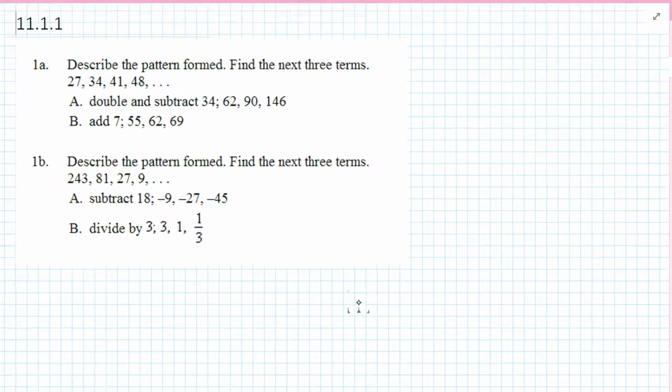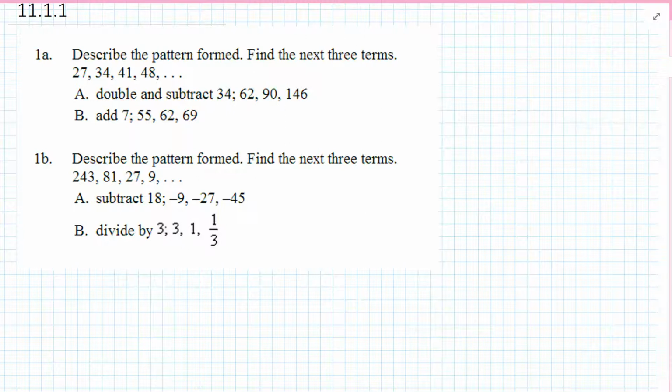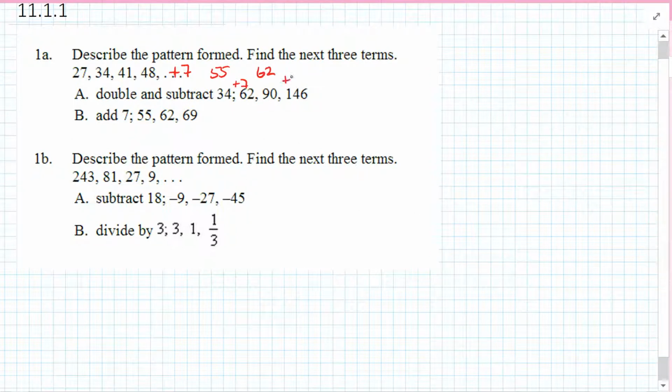Moving on. First example. Describe the pattern formed. Find the next three terms. 27, 34, 41, 48. Well, looks like there's a difference of 7 every time. So, if we added 7 to the next term, we'd get 55. And if we added 7 again, we'd get 62. And if we added 7 again, we'd get 69. So the answer would be B.